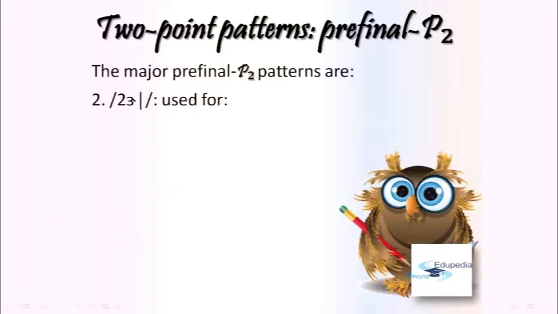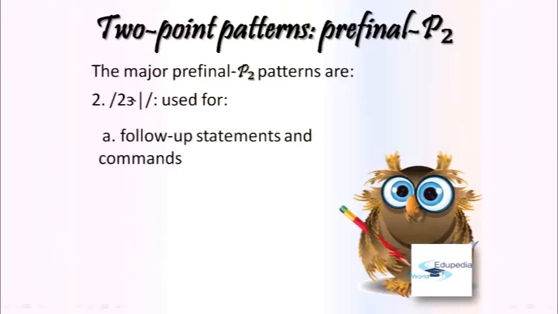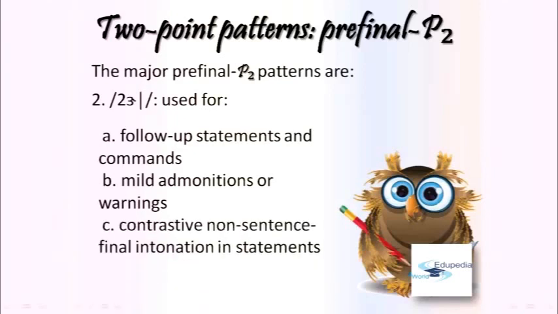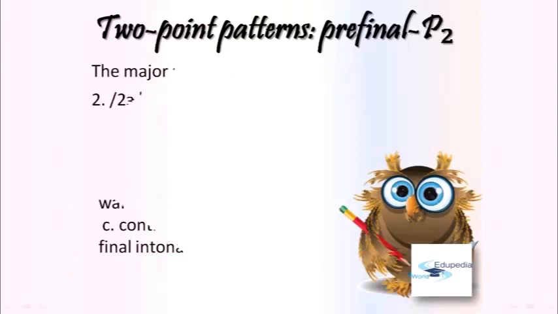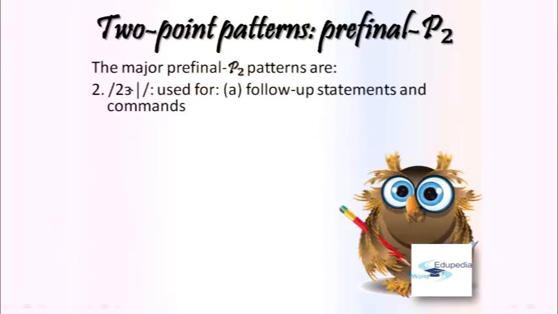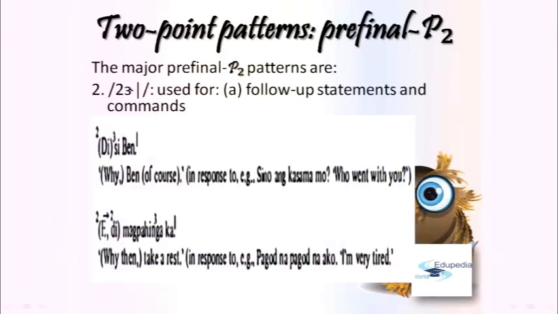The second pattern we have for prefinal final pitch point is the 2-a straight. This is used first for follow-up statements and commands, mild admonitions or warnings, and contrastive non-sentence final intonation in a sentence. First, follow-up statements and commands. For example, we have si Ben. This is for a response to the question, sino ang kasama mo? Sino ang kasama mo? Si Ben. Who went with you? Ben.